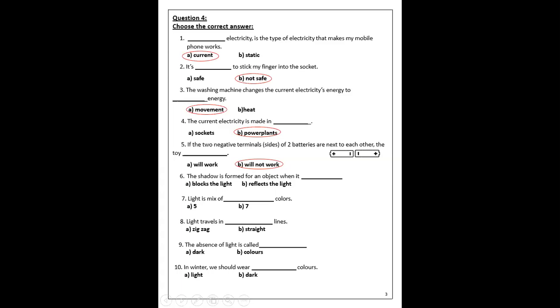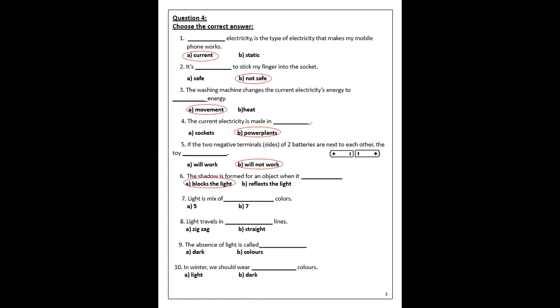The shadow is formed for an object when it blocks the light or reflects the light. When is the shadow formed? When an object is doing what? Blocking the light or reflecting the light? When it blocks the light, of course. Remember also we revised it the last time.